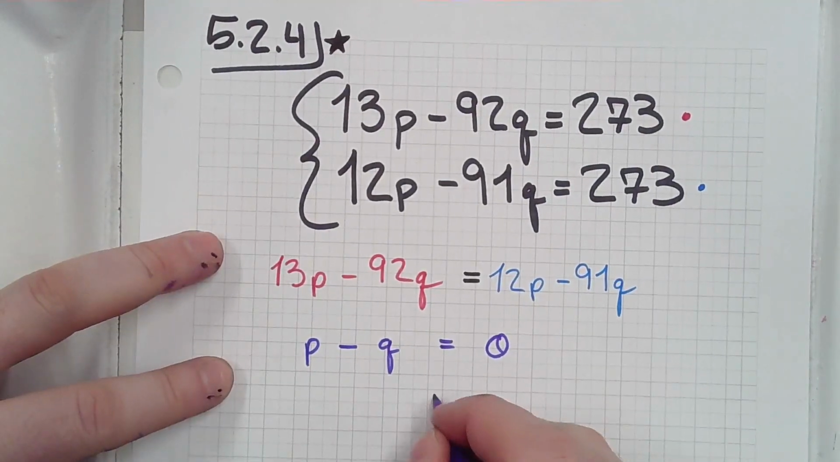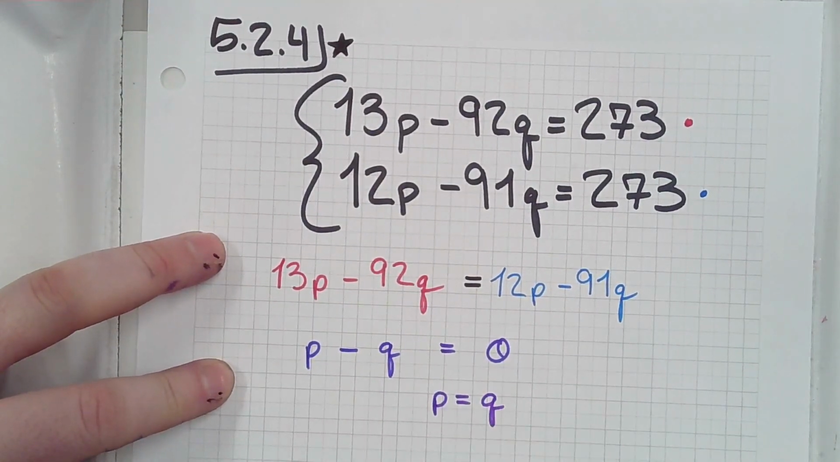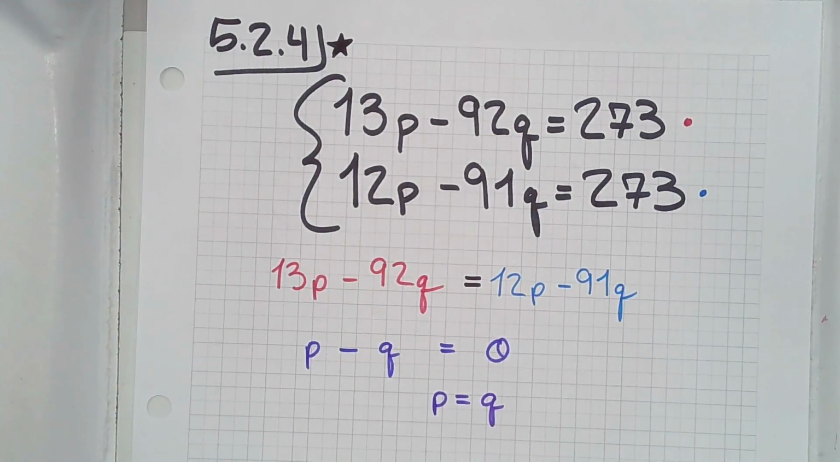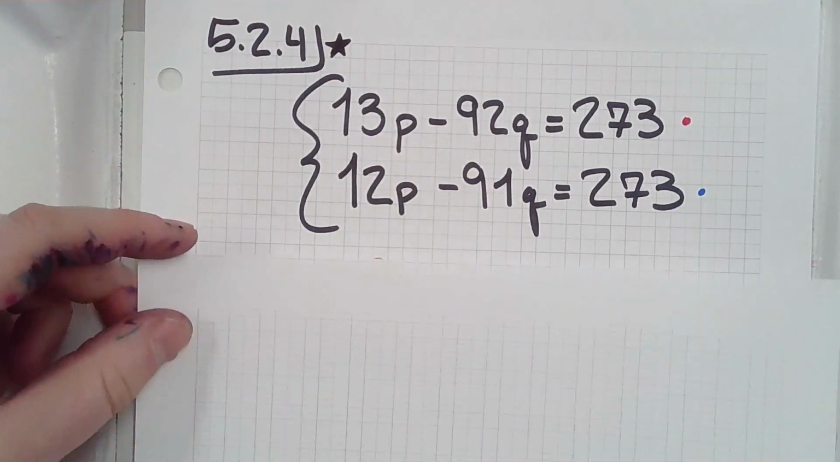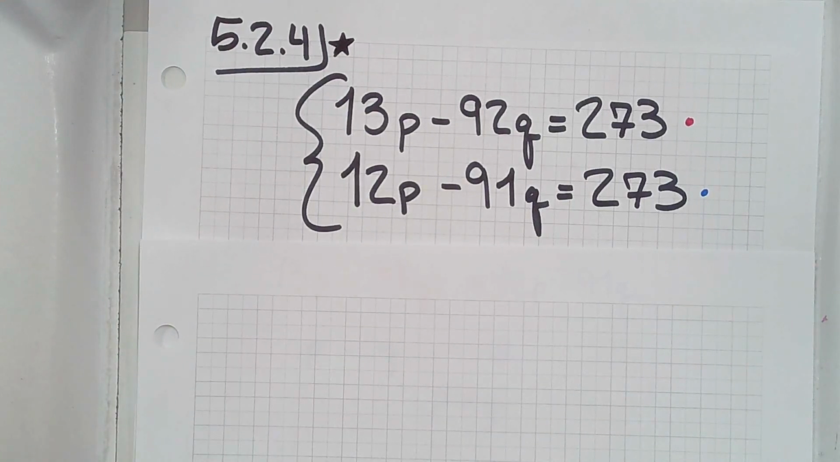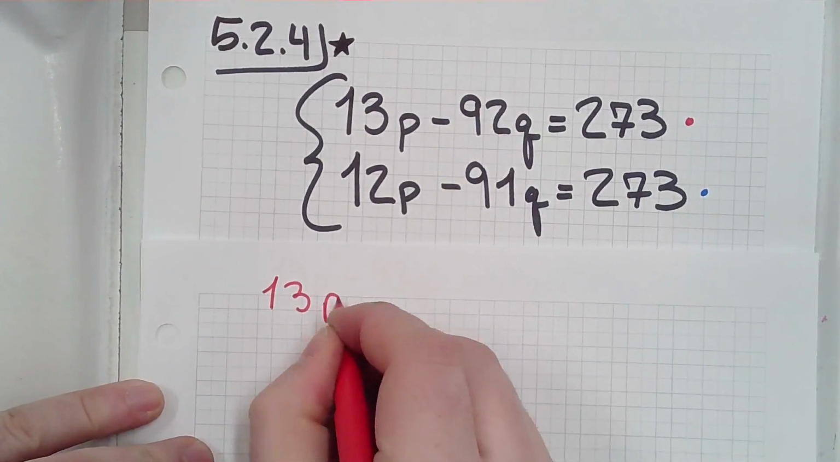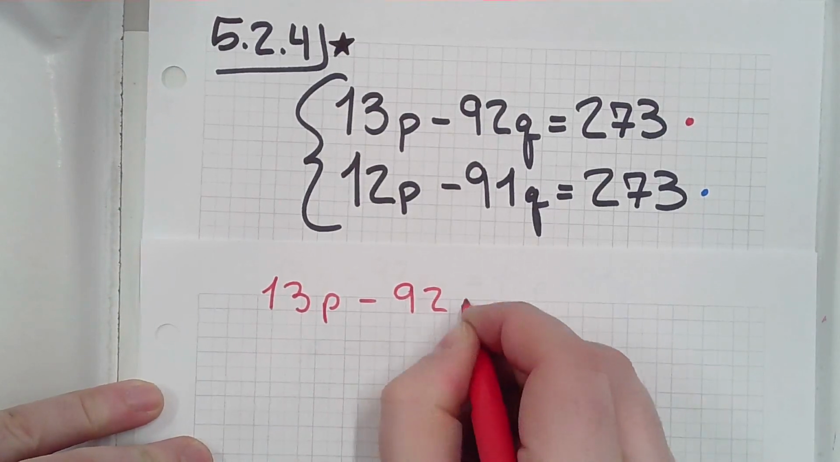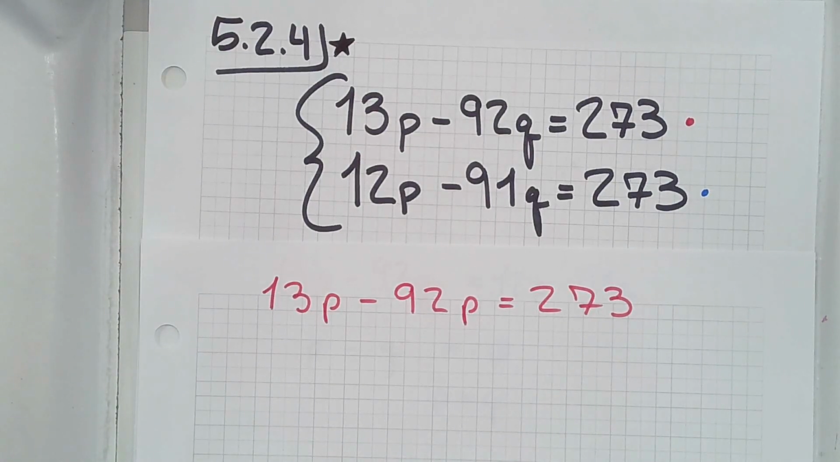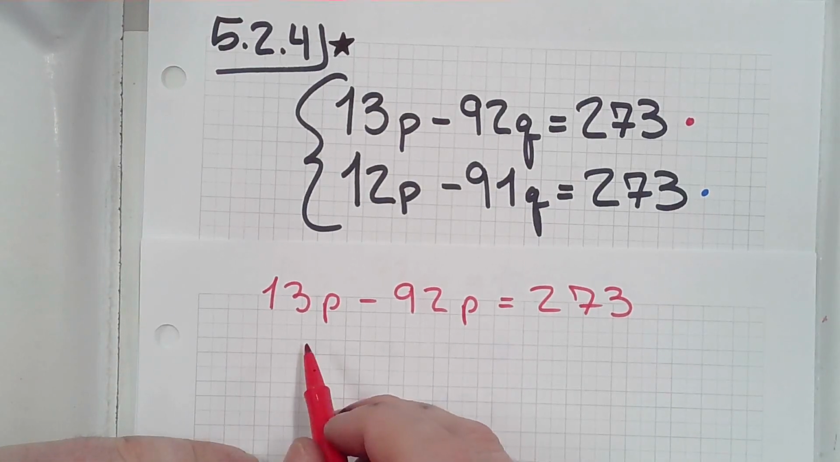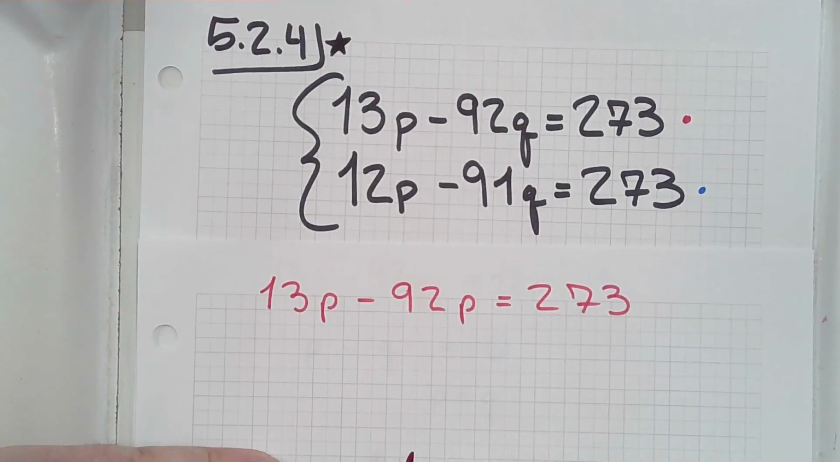Of course, what does that mean? That means p is whatever q is. So we can rewrite this problem. Every p we can replace with a q or vice versa. And that's going to make our math really easy. This is actually a single variable problem, because p and q are the same thing. So when we do this, we can get our p's together right away. And if we get p, we get q because they're the same.